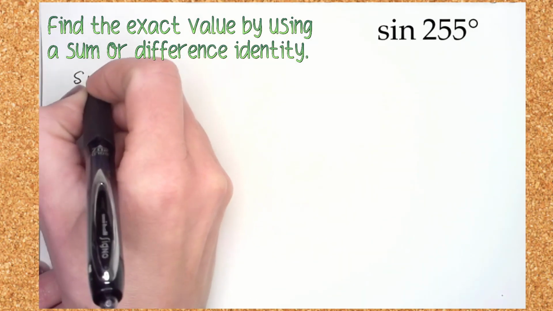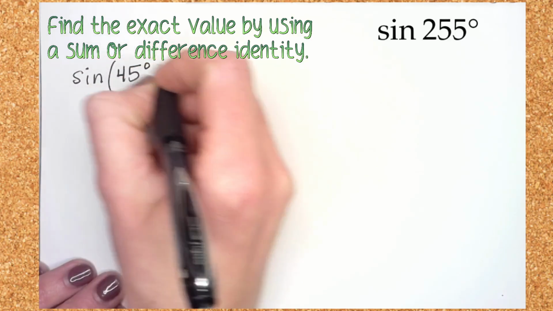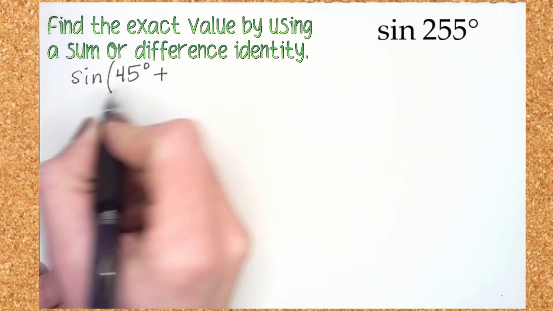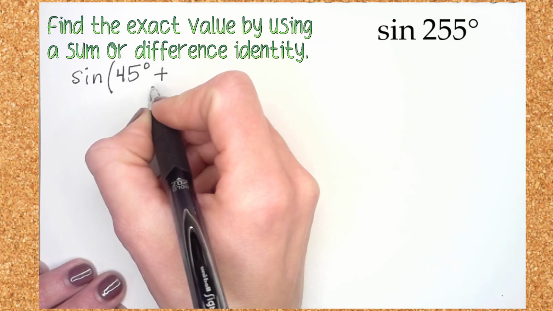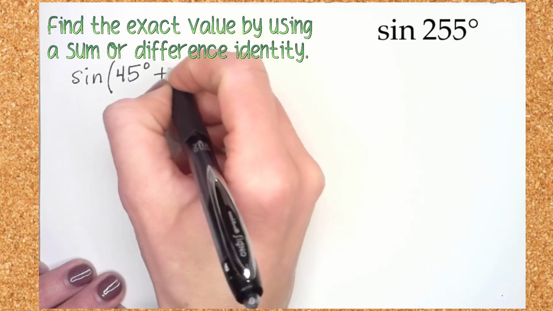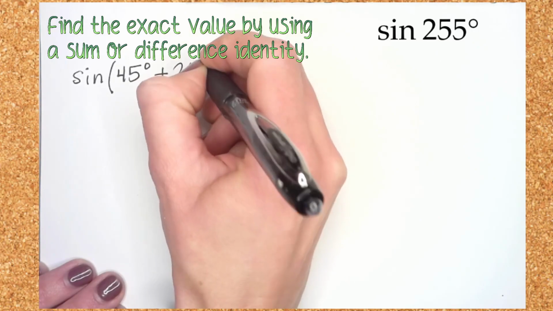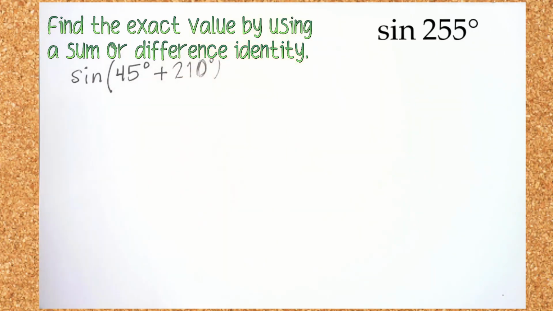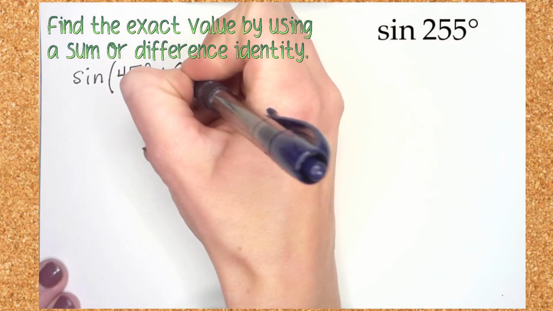The first thing I'm going to do is I am going to do as I always do. I'm going to default to a sum identity and I'm going to make my alpha 45 degrees. If I need alpha and beta to add to be 255 degrees, that means that beta will be 210 degrees, like that.